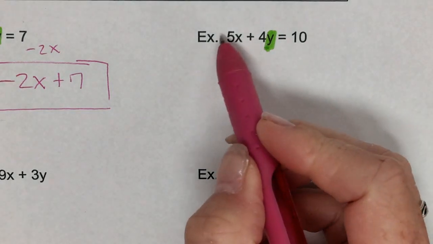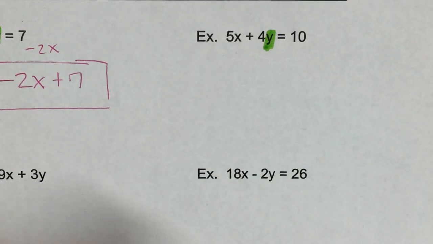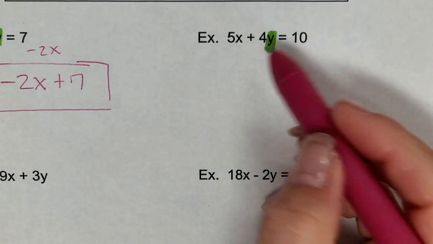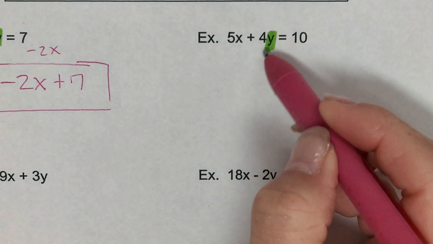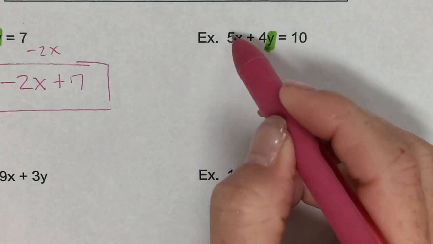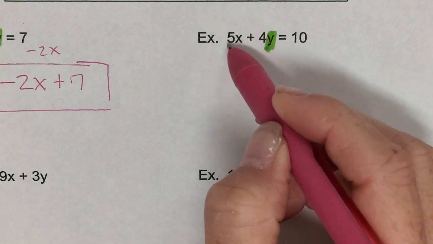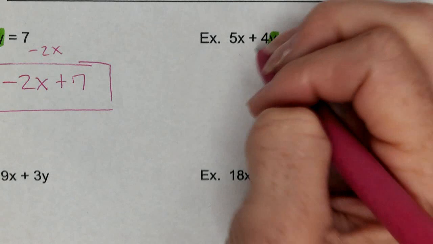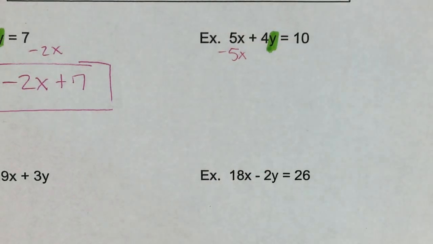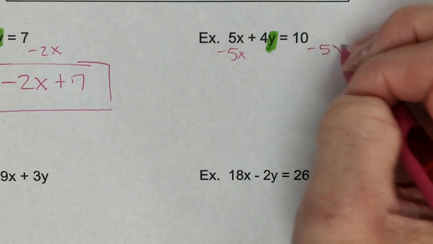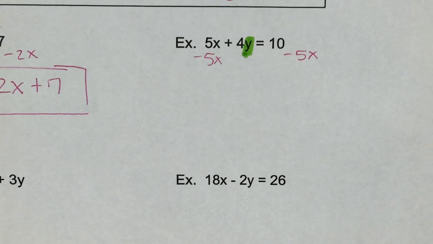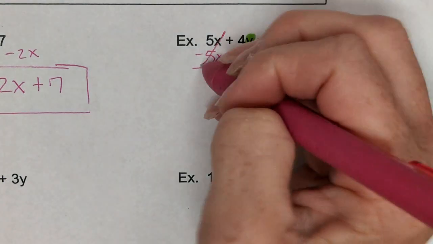The 5x, what else? The 4. Which one has to go first? Guys, the one attached to the one you're keeping has got to go last. Okay, so this has to go last because it's the coefficient to y. This goes first. How do I get rid of a positive 5x? Minus 5x. Whatever I do to the left, I have to do to the right. Okay, this is now gone.